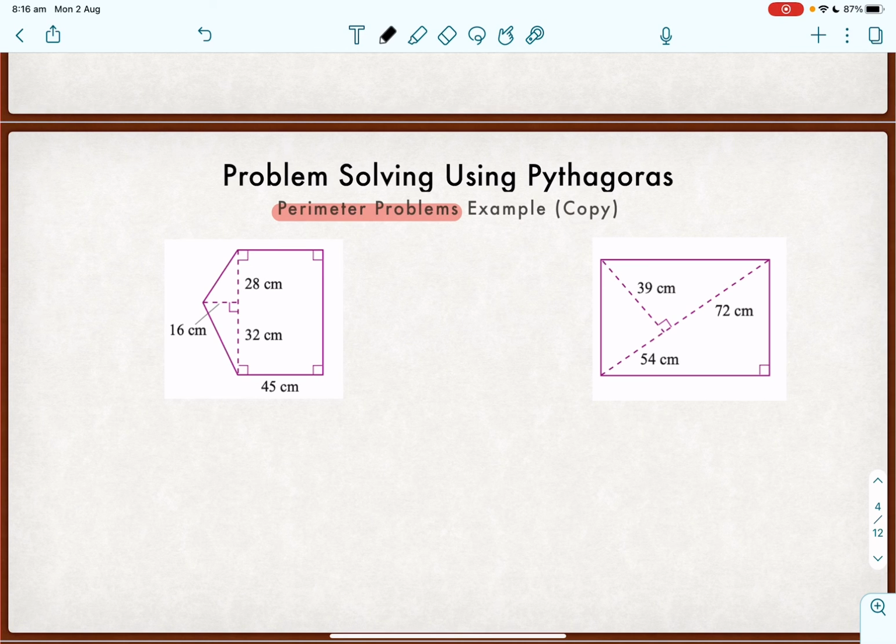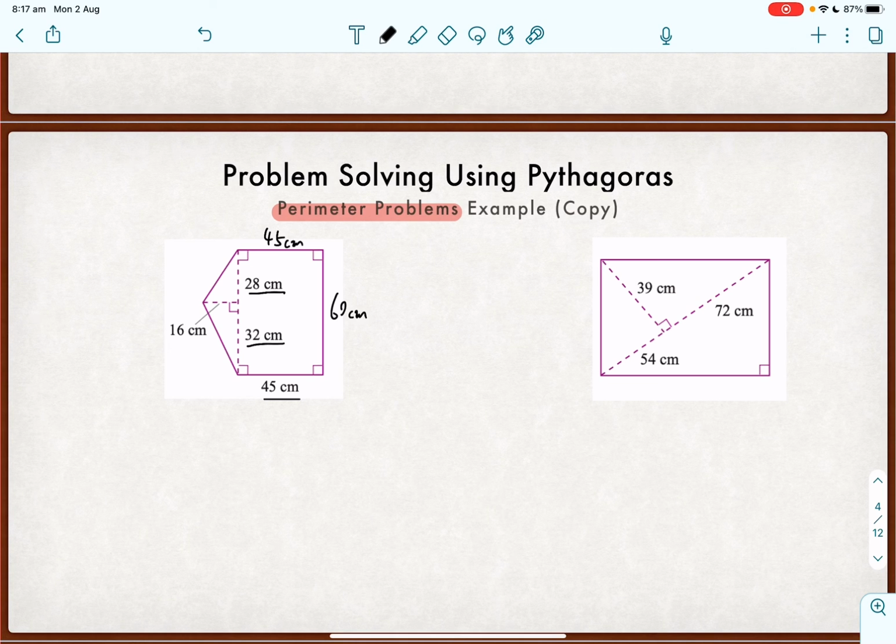For rectangles, opposite sides are the same. So 45 on the bottom, so 45 on top. Because we need to find the perimeter, we need to find the total length, so we need to find every single side on the outside. Now, this is 28. This is 32. If you add them together, that will be 60. So the left hand side is 60, right hand side also 60. So this is 60 centimeters.